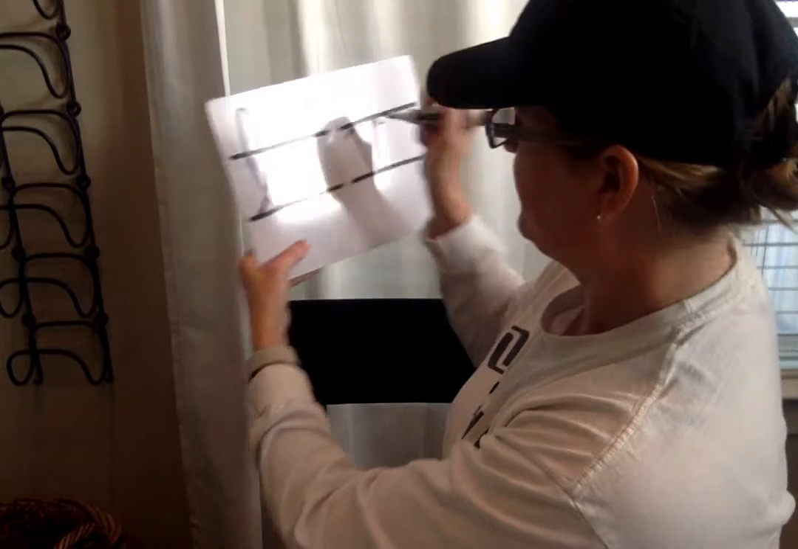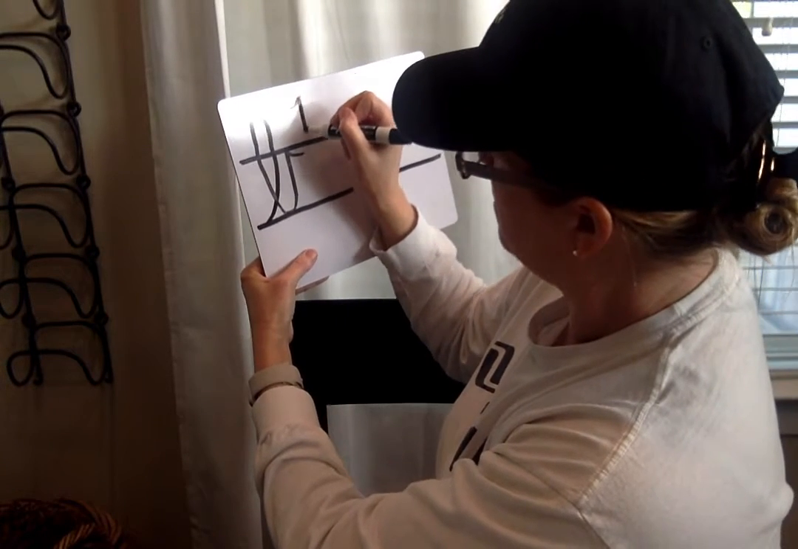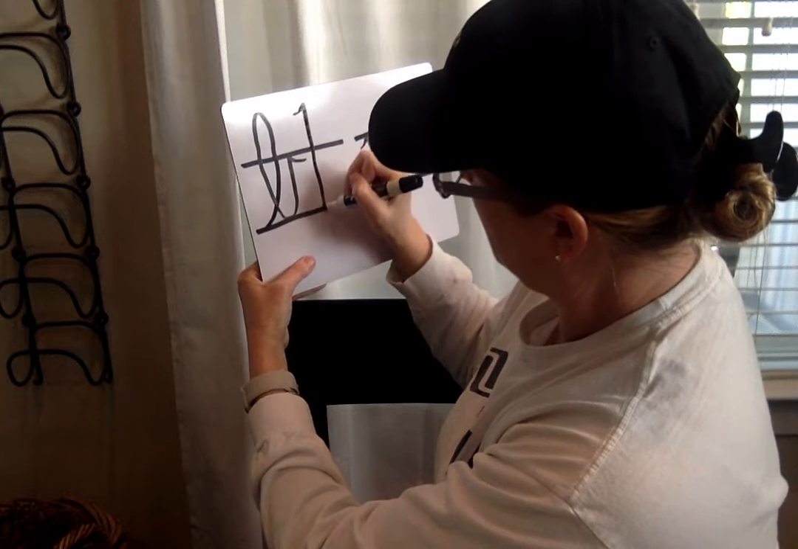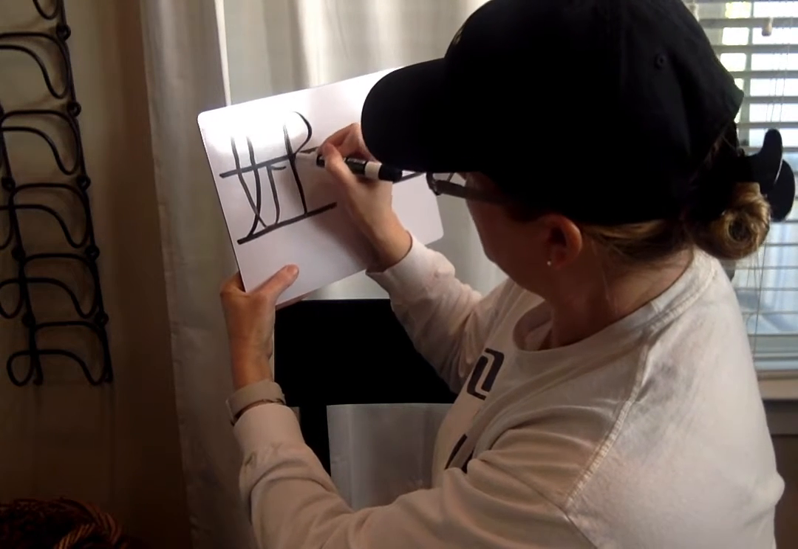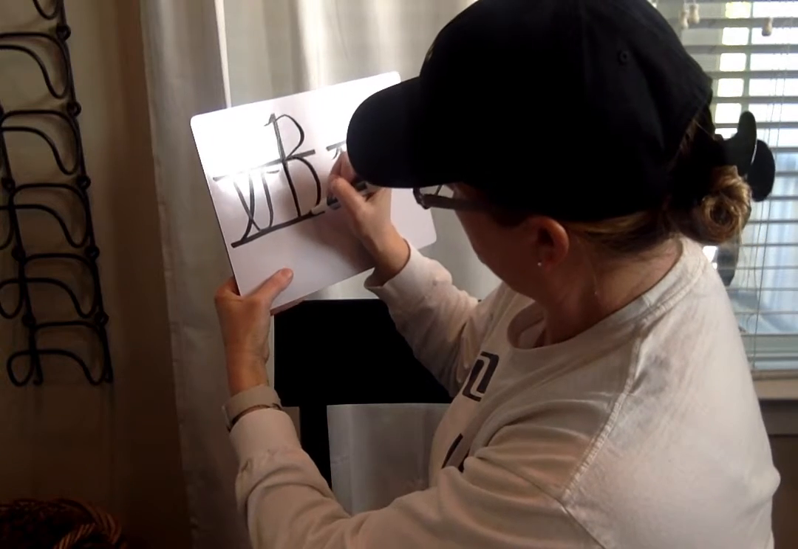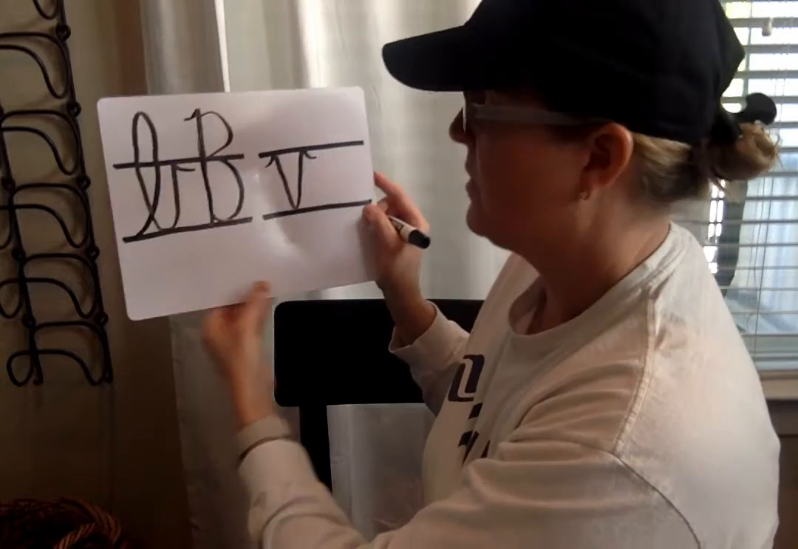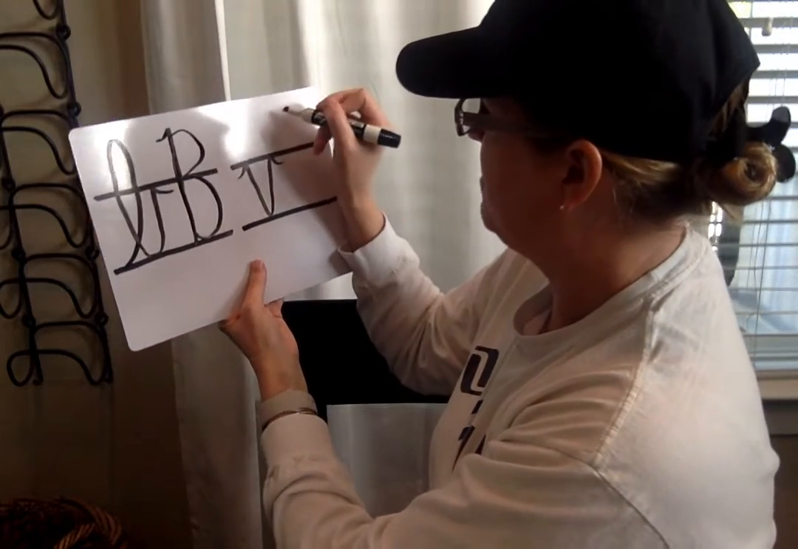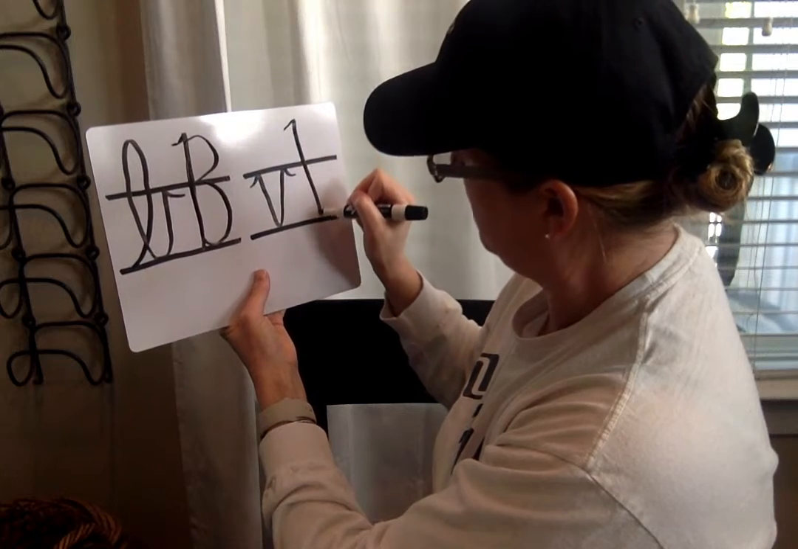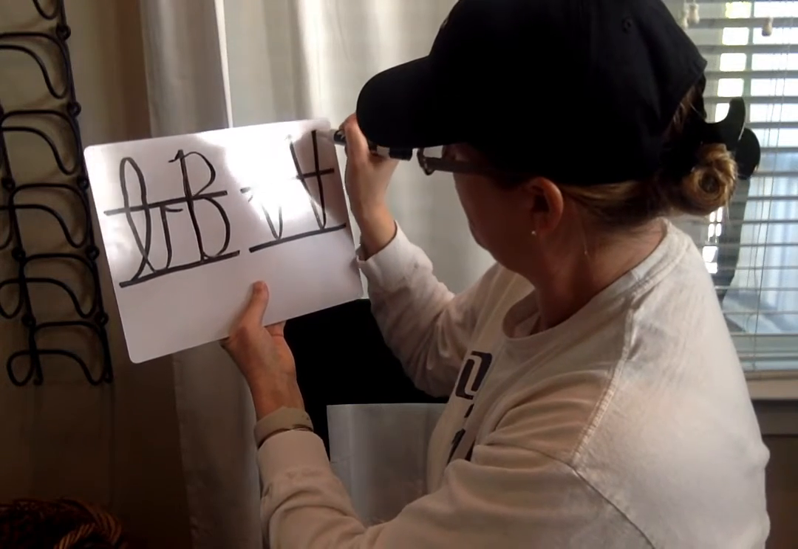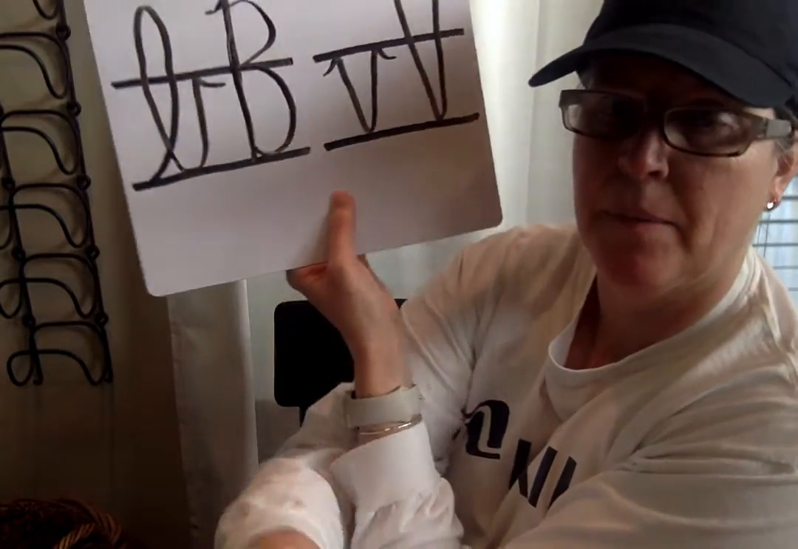Capital B, I call this a little shepherd's hook. You do the little hook, go down the rope, slide back up the rope, make the top of your B and the bottom of your B. It does not need to connect to the next letter in the word. And the capital V, it just looks a lot like the lowercase v. It's just tall. And it does not connect to the next letter in the word either, okay?